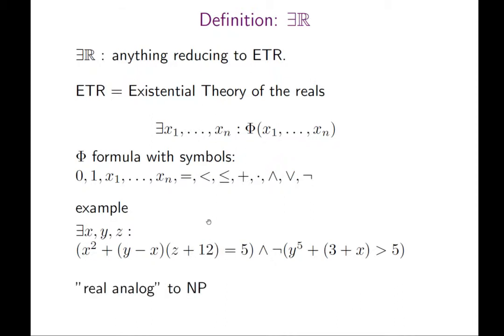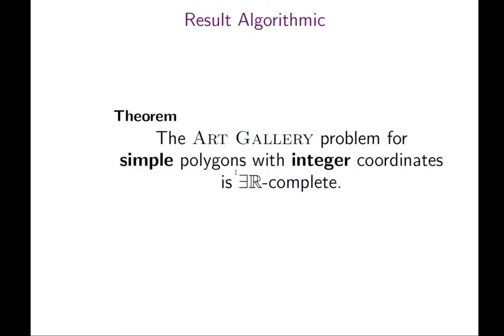And this is sometimes referred to as a real analog to NP. Why? Because here you ask for real variables. In NP you ask for Boolean variables satisfying a formula with only Boolean operators, and here you have also the arithmetic operators. So that's why it's a real analog to NP, and it's somehow a stronger class. Okay, so what is now the main result that we have?